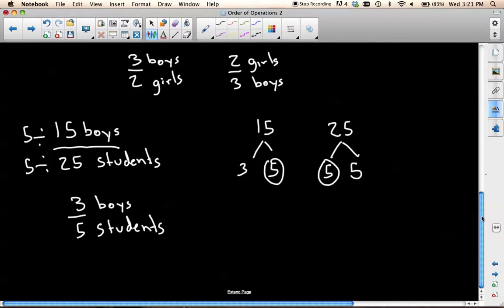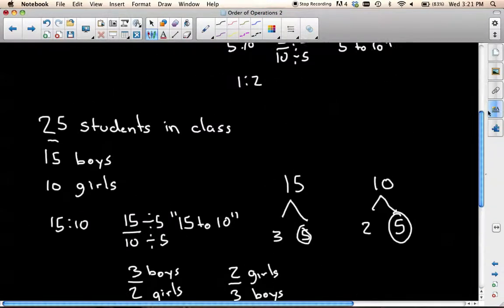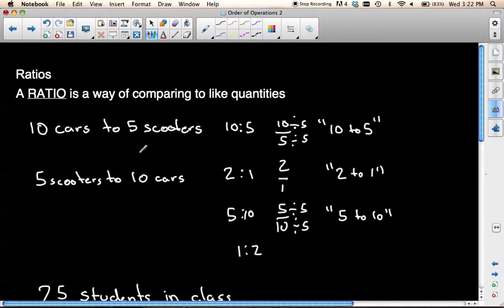So I hope this makes sense in how you're doing ratios. It's just a way of comparing quantities. That's all. That is the whole thing for doing ratios.